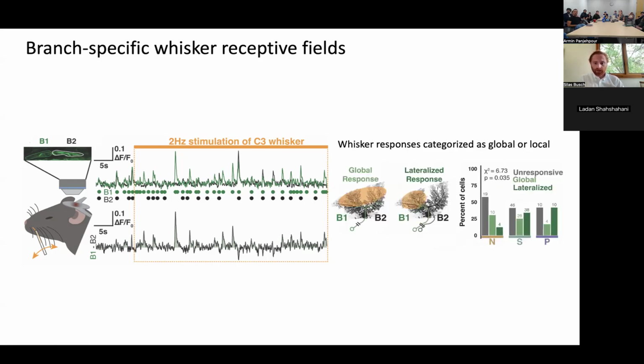And another thing, when analyzing this, we were able to segregate responses as either global, so we can see that both dendrites are responding strongly to the stimulated whisker, or what we call a lateralized response, and that's what's depicted here, where it's only really represented by one branch of the cell. And when we split that out, as you might expect from the previous graph, we see a lot more of these lateralized responses in the split and the polydendritic cells.